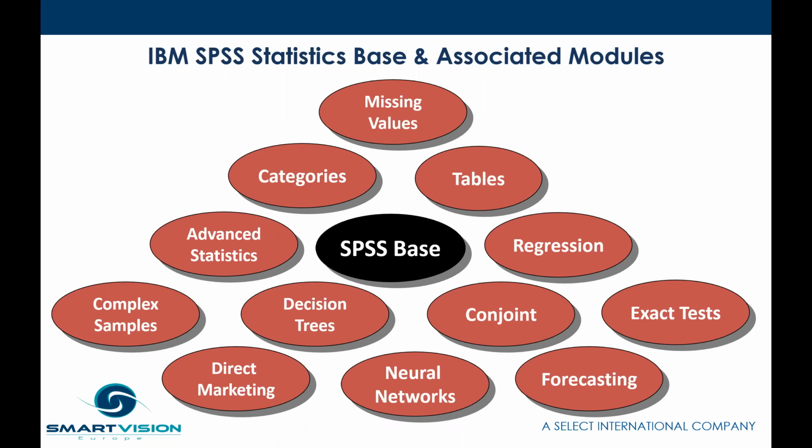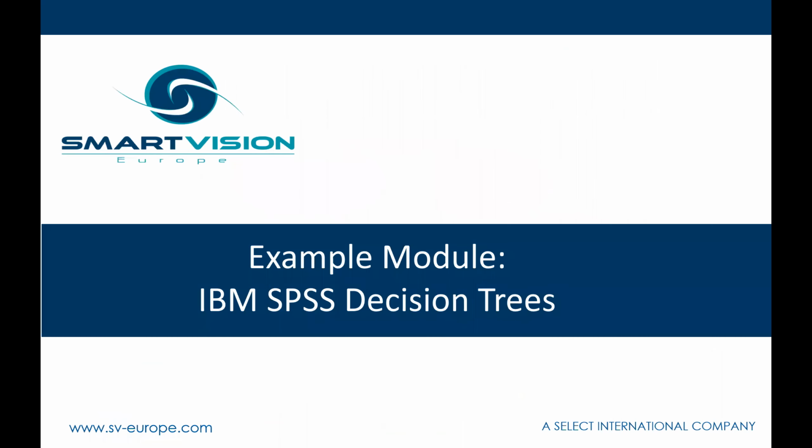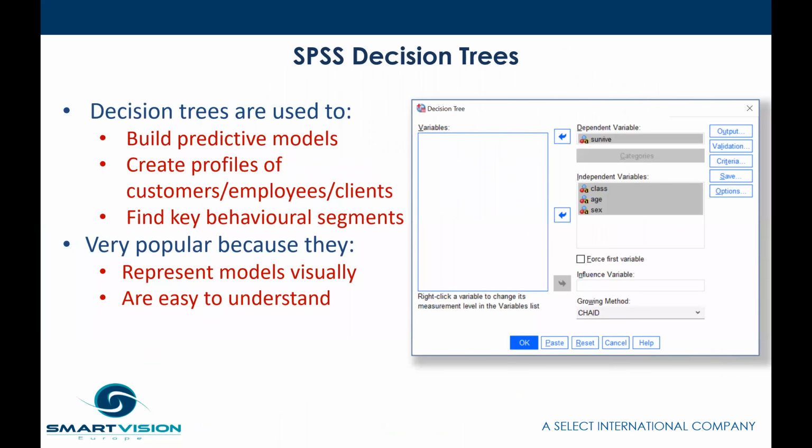But to give you an example of that, if we look at a decision trees module, it appears simply as an additional dialog box here. And it allows people to build predictive models and create profiles of customers, employees, and find key behavioral segments. And decision trees are very popular because they represent predictive models visually, and they're relatively easy to understand compared to a lot of classical statistical models.